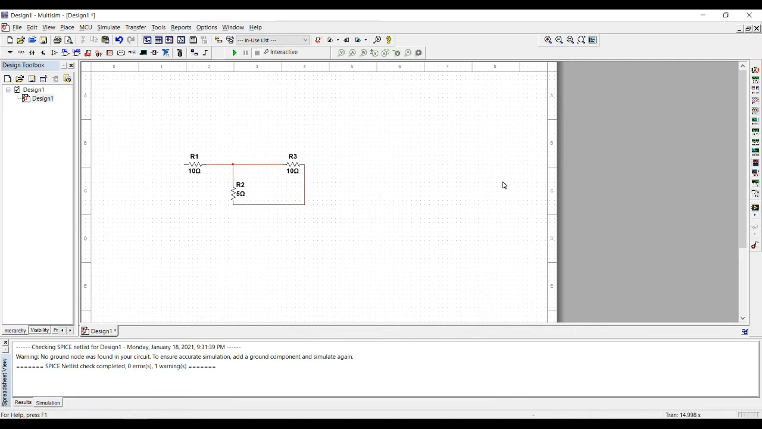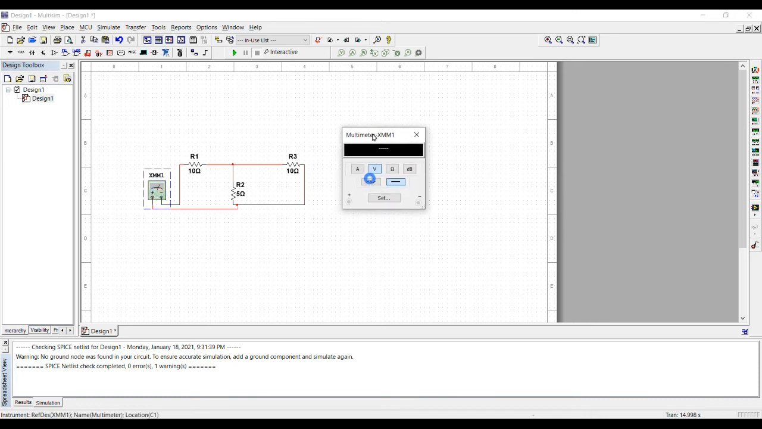Now we will need a multimeter. It is here on the top. I'll put it here, and then here, and from here to here. We are going to find the equivalent resistance of these three resistors. To do this, just double click this multimeter first, change to resistance mode, and then click run.